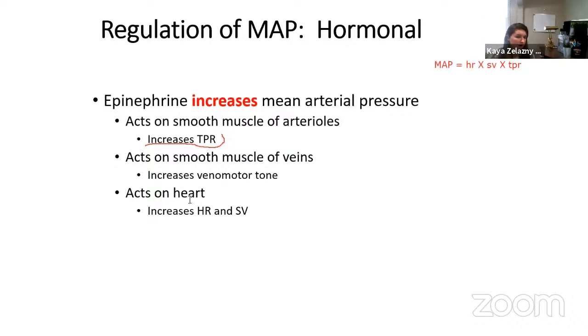And it also acts on the heart directly, epinephrine does. It increases the heart rate and the stroke volume directly by binding to receptors in the heart. So overall, epinephrine is a hormone, but has pretty much the same effects as the sympathetic nervous system does when we're thinking about its effects on blood pressure. So that shouldn't come as a surprise.